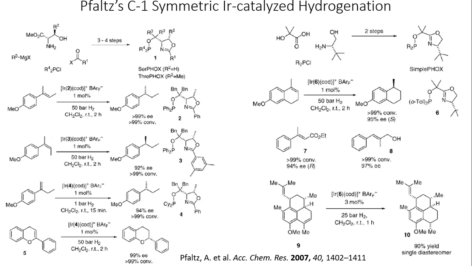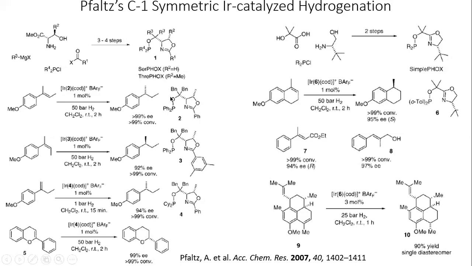But here with this cationic iridium BARF complex and 50 bar hydrogen at room temperature for 2 hours in dichloromethane, you can see right here, they're able to hydrogenate these types of alkenes. These are highly substituted alkenes. And remember, when we first started talking about Crabtree's catalyst, one of the advantages of the Crabtree catalyst over Wilkinson's catalyst is that it was able to do hydrogenation on tri- and tetra-substituted alkenes.